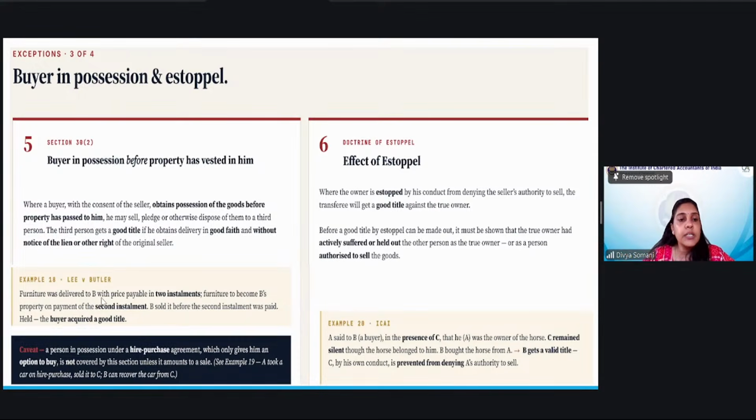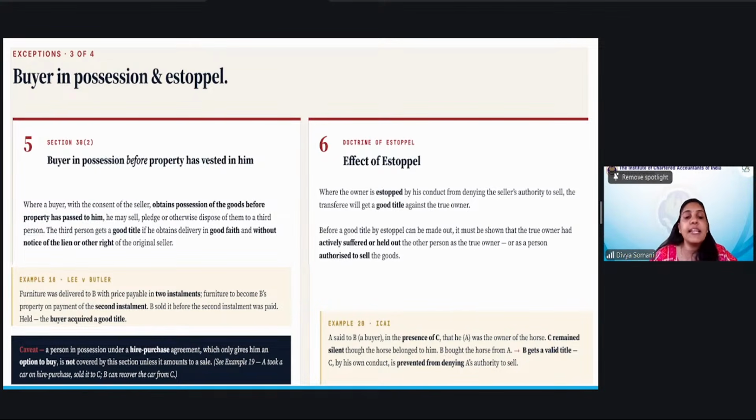Furniture was delivered to P with price payable in 2 installments. Furniture to become B's property on payment of the second installment. So if full payment is made, then only the ownership will pass to this person, B. But however, B sold it before the payment of the second installment. He sold it further to some other person. Let's take for example, he sold it to C.